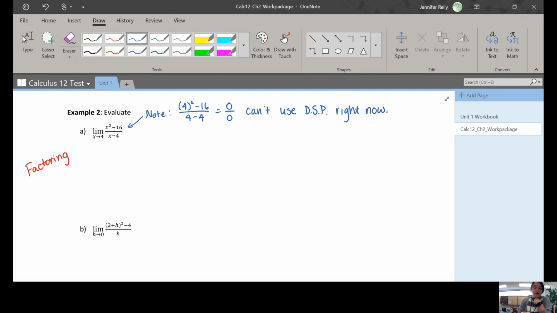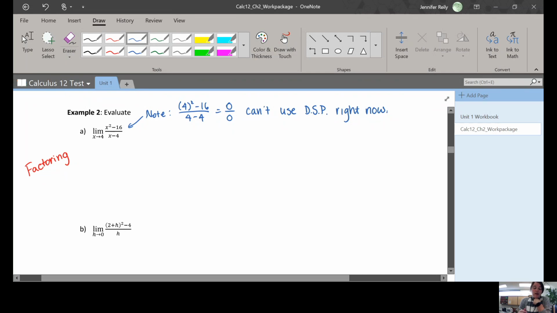So for this one, we use factoring. You use factoring when usually in a rational function, maybe there's going to be a canceling that happens. And you can see that the numerator here can be easily factored because it is a difference of squares. So when we write it, you have to be really careful to use your equal signs properly.